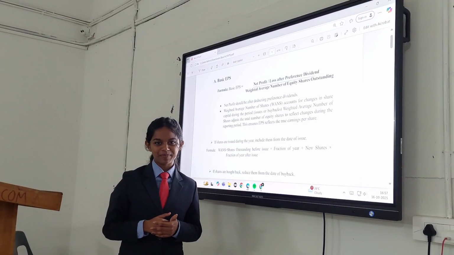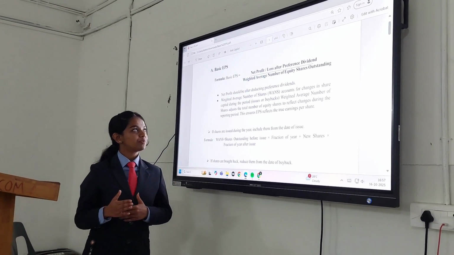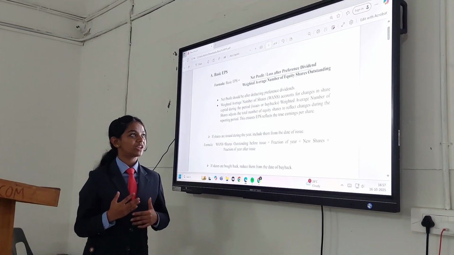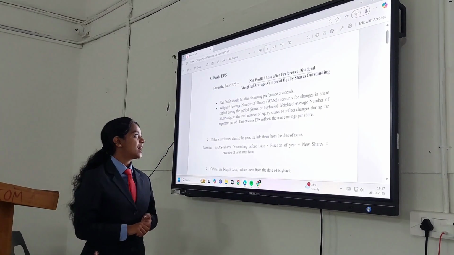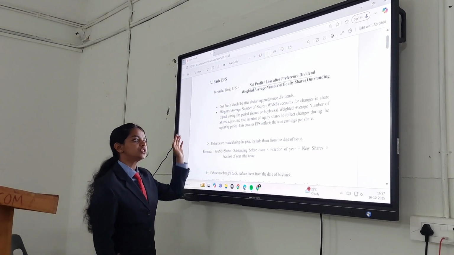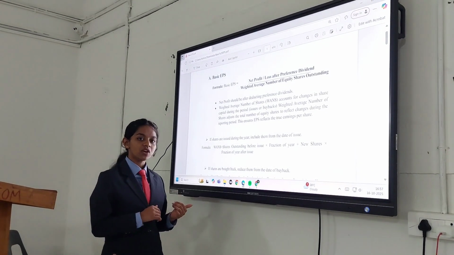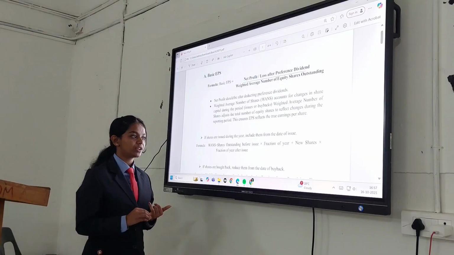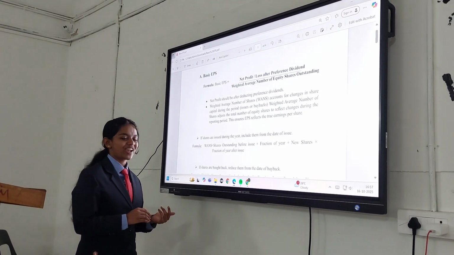Here we can see that the formula is equal to net profit or loss after preference dividend divided by weighted average number of equity shares outstanding, that is WANS. If shares are issued during the year, include them from the date of issue. So, in case of new issues, WANS is equal to shares outstanding before issue into fraction of year plus new shares into fraction of year after issue.